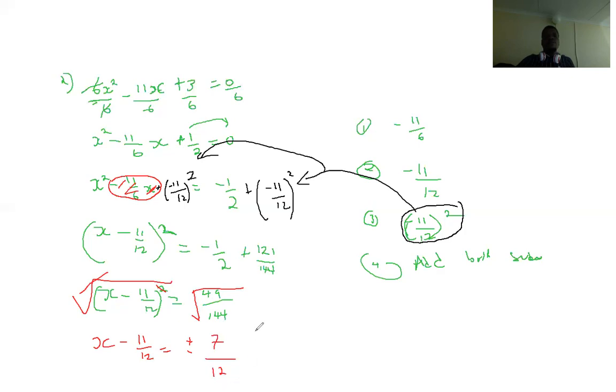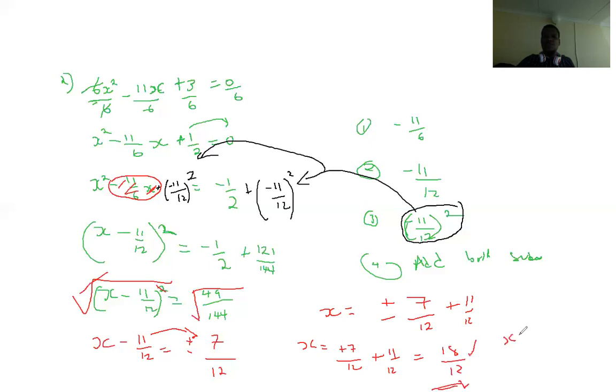So then you're going to get your 2 answers. The first answer, remember we have a plus or minus 7 over 12. Then when this guy goes to this side, it becomes a plus 11 over 12. So you have 2 answers. One, we take the positive sign: plus 7 over 12, plus 11 over 12. This one gives us 18 over 12. That is the first answer.